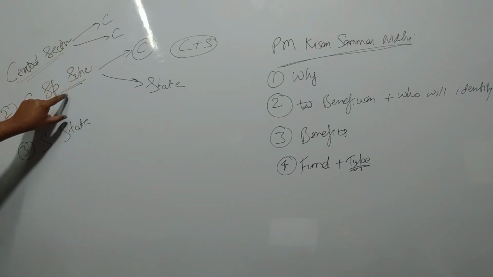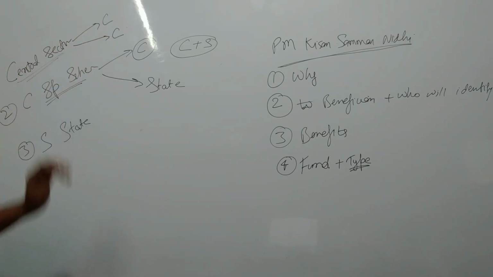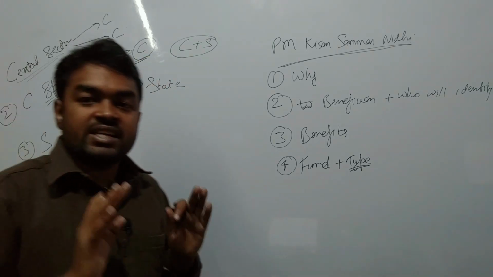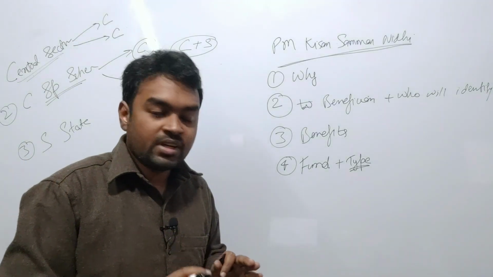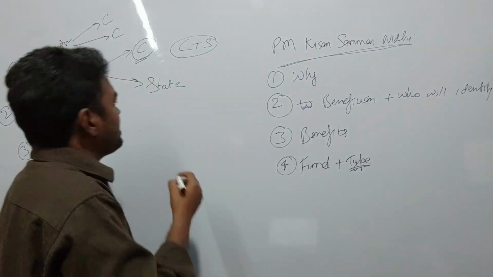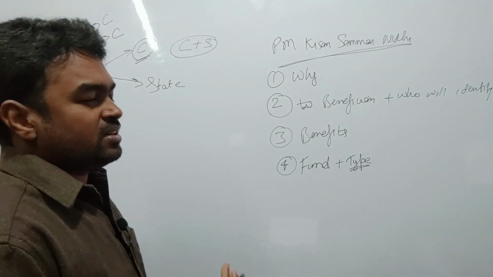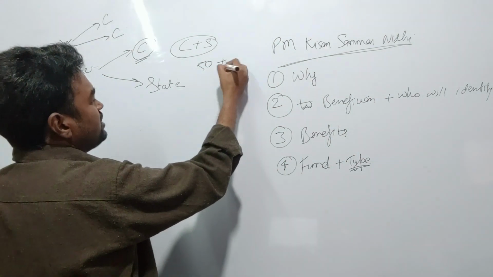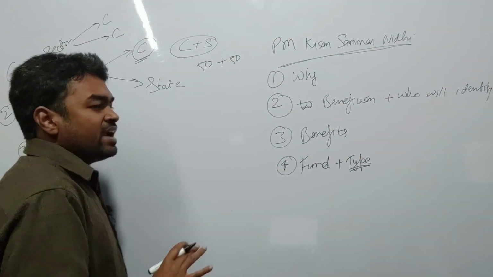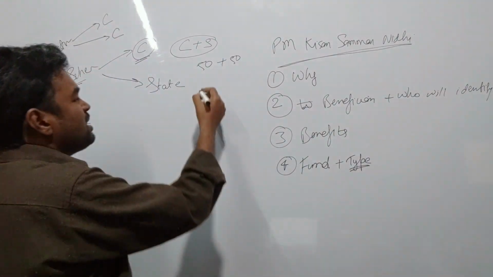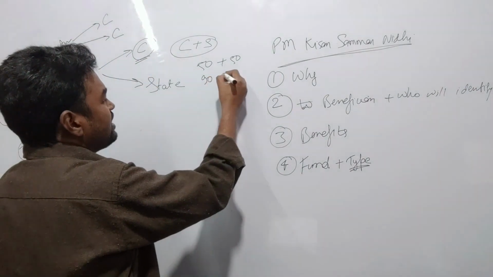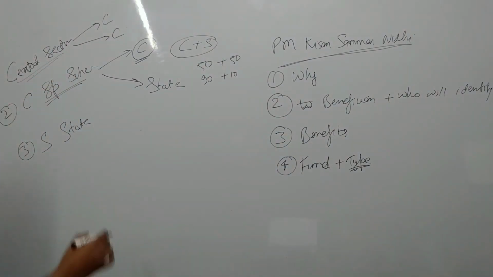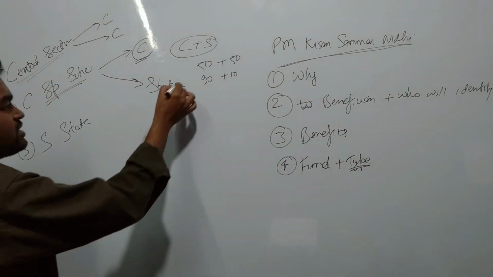In case of centrally sponsored scheme, the fund may come entirely from the center or it may be shared by the states and the center in a defined ratio. For example, if the state is general category state, then it may be 50-50, 50 from the center and 50 from the state. If the state is a special category state, then it may be 90% from the center and 10% from the state. Okay, the agency who will implement the scheme will be state.